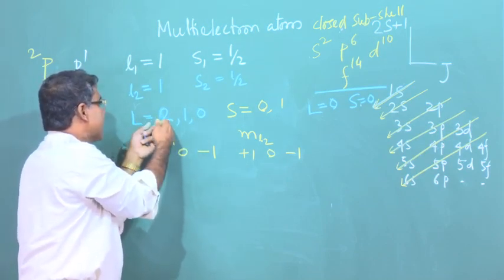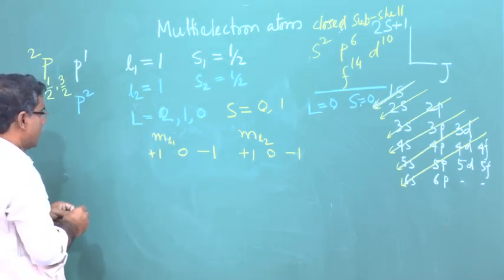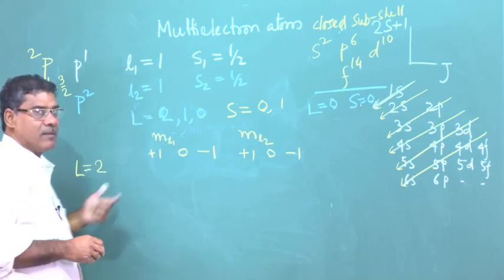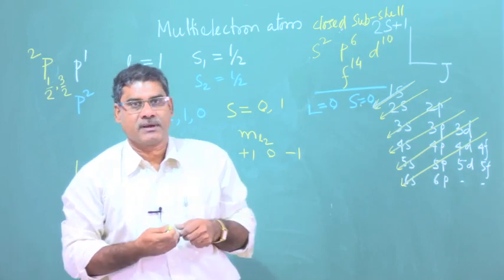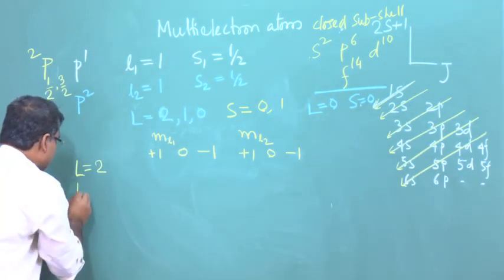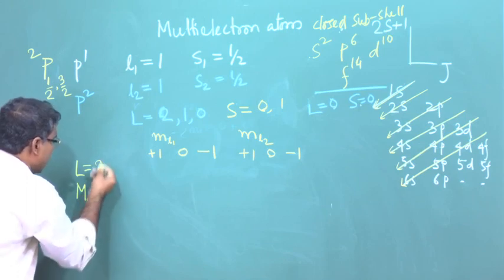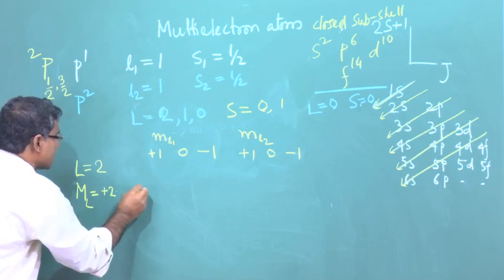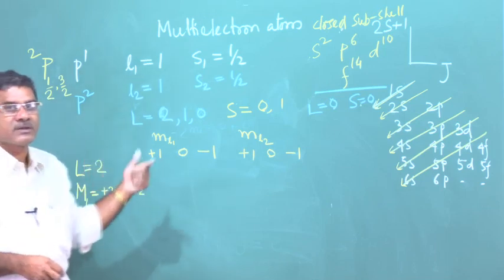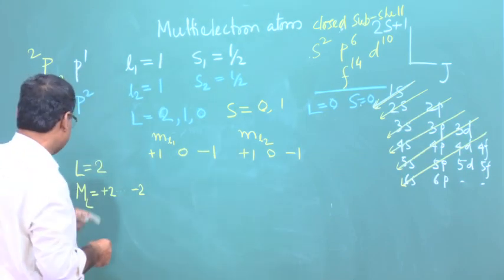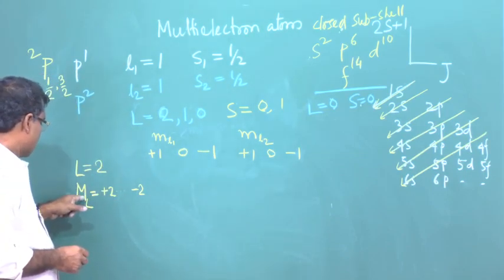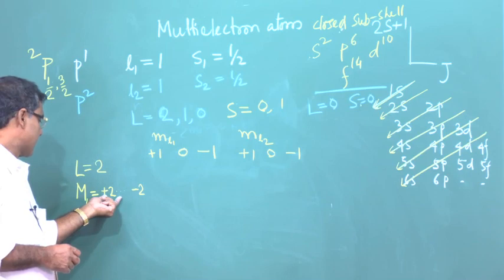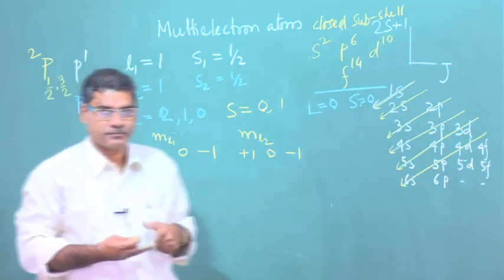So, to get L equal to 2, what will be the capital ML value? Capital ML value will be basically plus 2, plus 1, 0, etc., up to minus 2. The maximum ML value can be plus 2, and that is only when this L is 2.